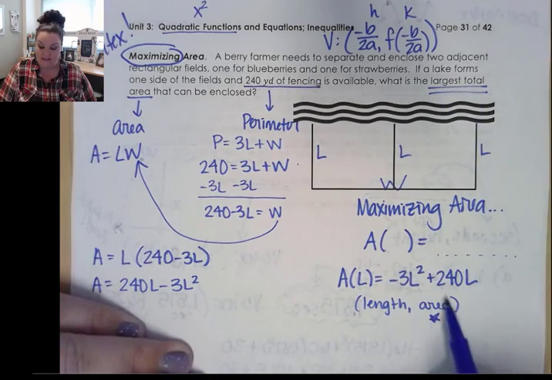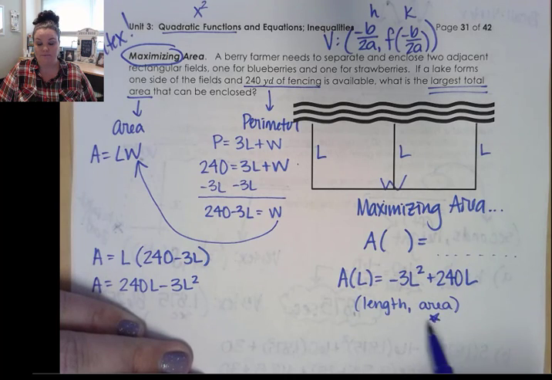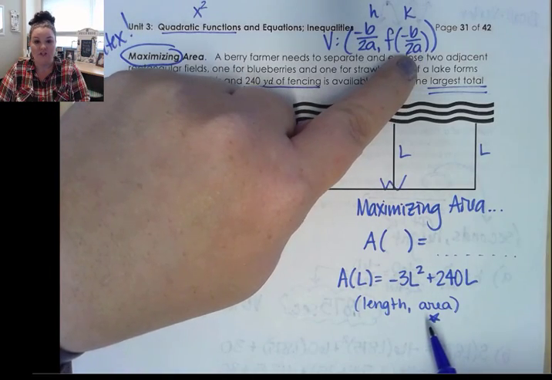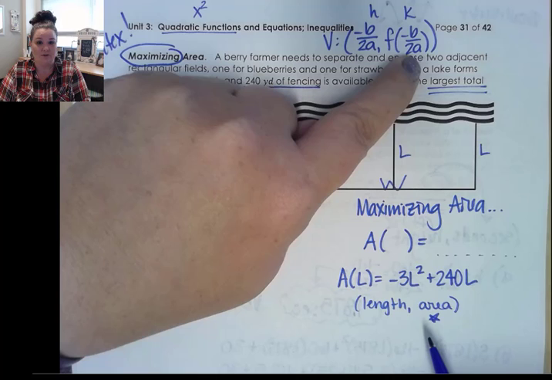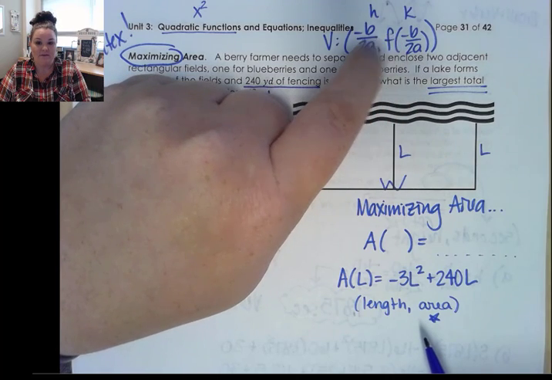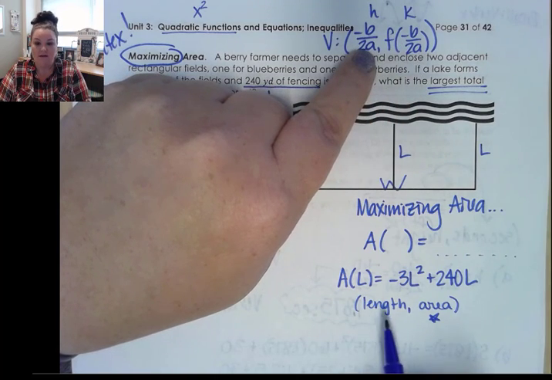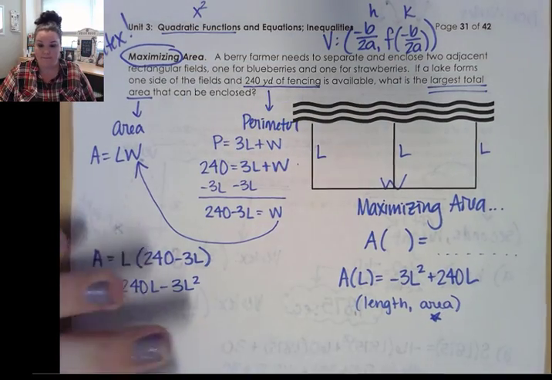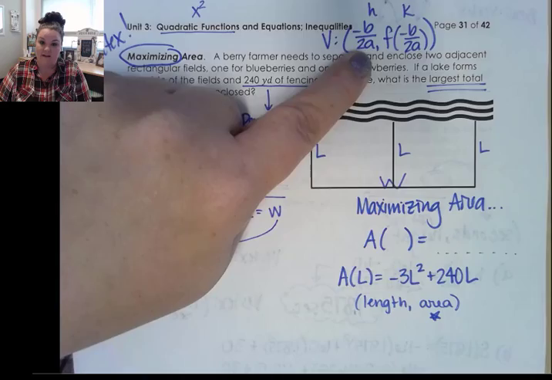So if we need the second coordinate in our vertex, or we need the output, then what we need to calculate is our function evaluated at negative b over 2a. So we first have to figure out what is that length that would give us a maximum area, and then we'll plug it back in to figure out what the maximum area actually is. All right, so first we're going to find the length.